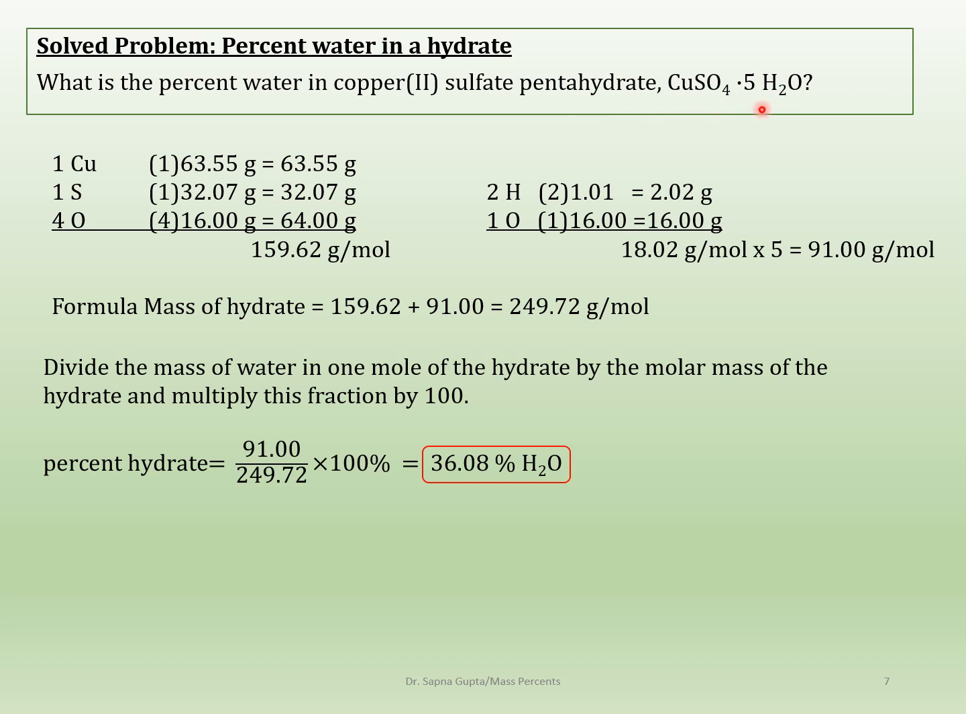So here is the formula. Now sometimes I don't give you the formulas, okay? So you should be good with your nomenclature. So copper 2 sulfate is right here, where you have 1 copper, 1 sulfur, 4 oxygen.